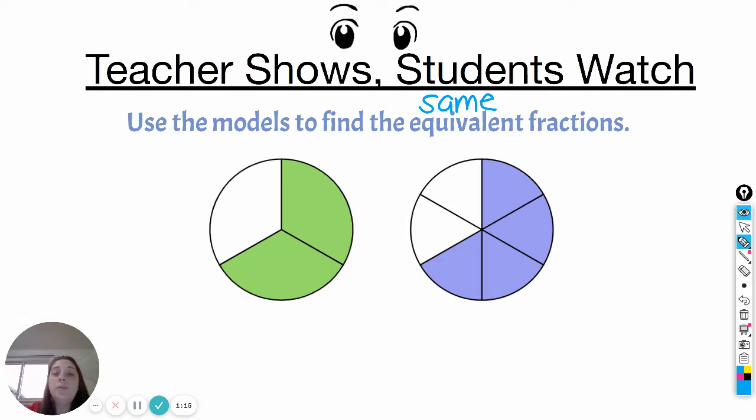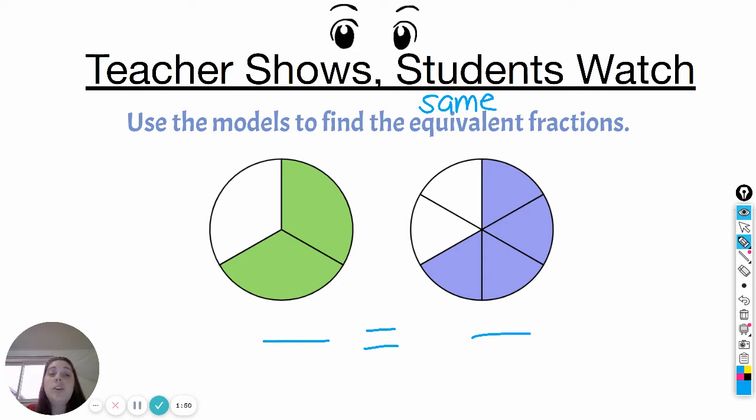So I need to figure out what the equivalent fractions are. I'm just going to put my equal sign here. I'm going to have a fraction for this model and a fraction for this model. Now remember, the numerator is the number that goes on top. The numerator represents how many pieces are shaded. The denominator is the number on bottom. The denominator never changes. The denominator is always going to be how many pieces the shape is broken into.